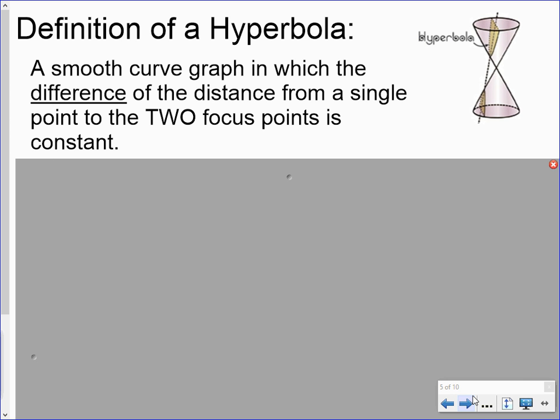While we don't necessarily use these definitions to graph or to write the equations, the definitions are those special characteristics that make these things useful in applications.